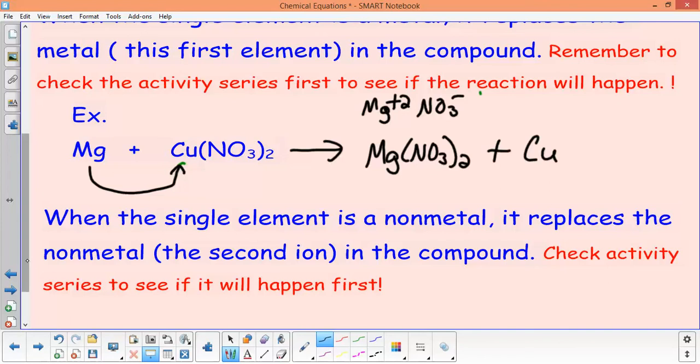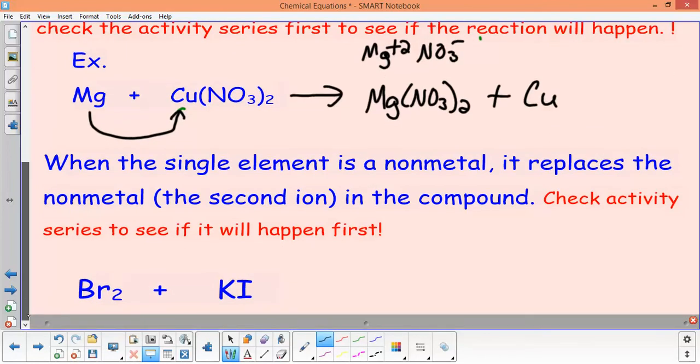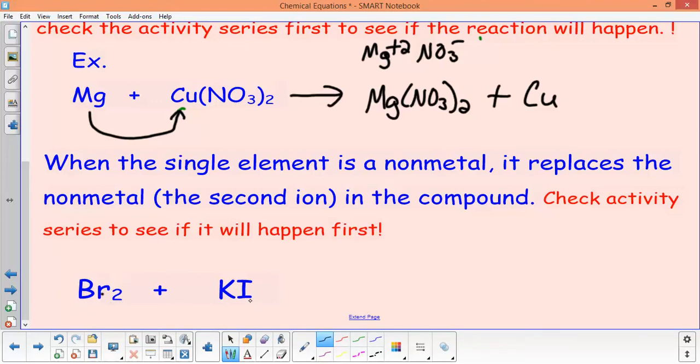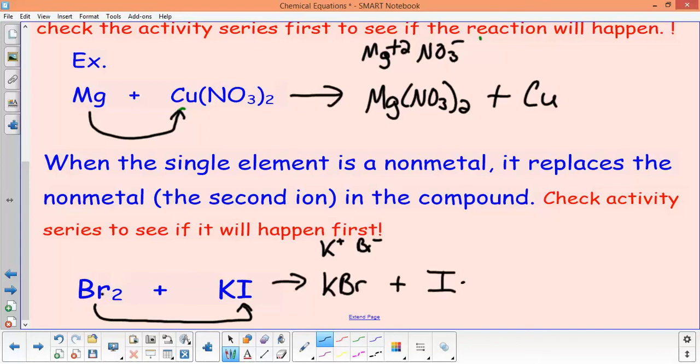Now, when the single element is a nonmetal, as in this case, you look to see if it will replace the nonmetal. It will replace the second element if it is more active. So you compare bromine and iodine, and if you look on your list, bromine is higher than iodine, so yes, this reaction will occur. So bromine will take iodine's place and combine with potassium. So you're going to put K and Br together. K is +1, Br is negative, so it's just KBr. And then I goes by itself, but I is a diatomic element, so you need a 2 there. Then to balance it, you would just do this, and that's done.